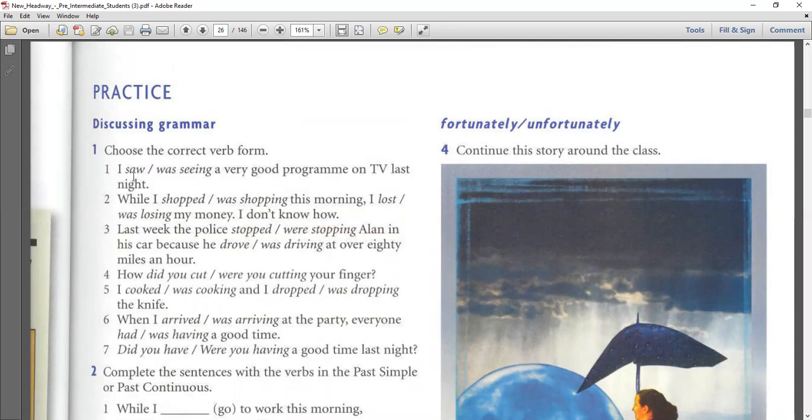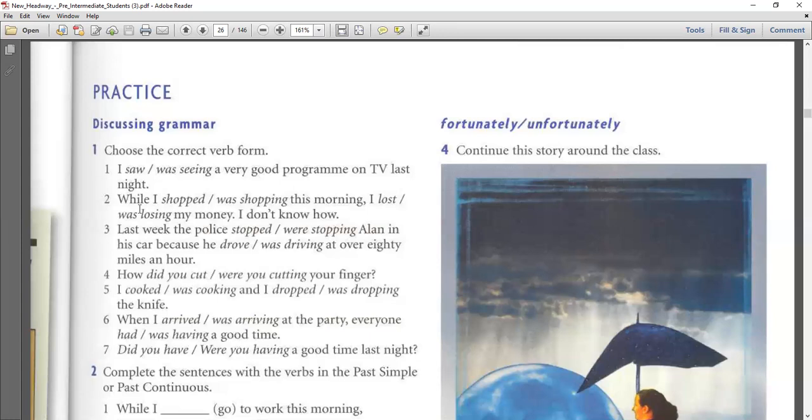Number 1, I saw a very good program on TV last night, or I was seeing a very good program on TV last night. You have to choose, students, I saw a very good program on TV last night. Because we have last night, we will choose past simple. We have saw, not was seeing. This is past continuous.